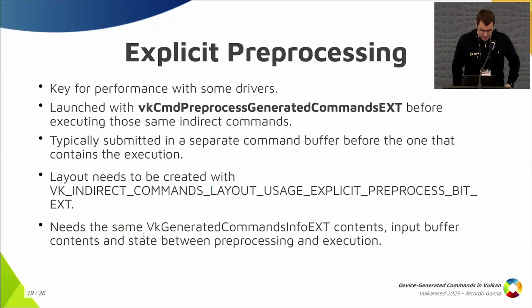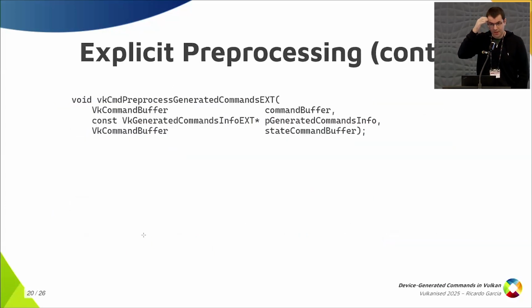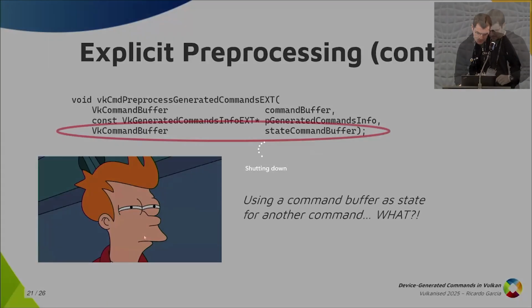One thing that is important to note is that preprocessing needs to know and needs to have the same state, the same contents of the input buffers as when you execute, so it can run properly. And that poses a small risk, which is, okay, if you want me to use explicit preprocessing, I need to use a separate command buffer, but I need to know the state of the things, and I need to know the contents of the buffer that I'm going to use later. And they need to be the same ones that we use when we execute.